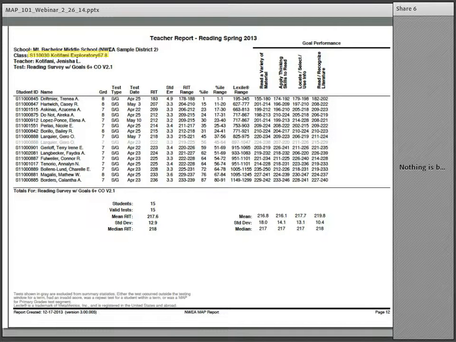If you'll follow the bright yellow highlights, first of all, it identifies who the teacher is, what class, that this is a 6th, 7th, and 8th grade exploratory class of this teacher that we're looking at. The next highlight, you'll notice there are 15 students in this particular group, and that the test dates when the students took these assessments are listed also. Now notice that not all the students took the test on the same day. This testing window started on or about April 22nd and then closed on May 10th. So not all of your students have to take the test on the very same day.